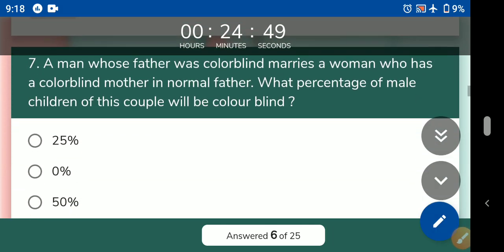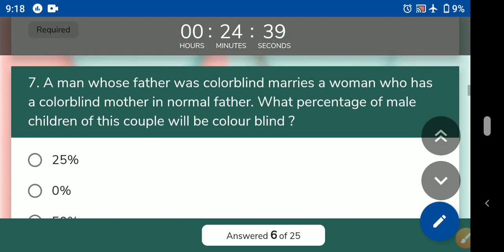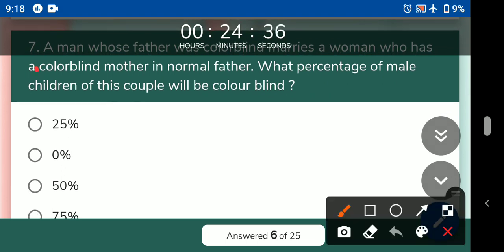Our next question is, a man whose father was colorblind. In the last question we have done, if the father is colorblind, then son could not be colorblind, because in case of a son XY, the X chromosome is always received from the mother, and the Y chromosome is received from the father.